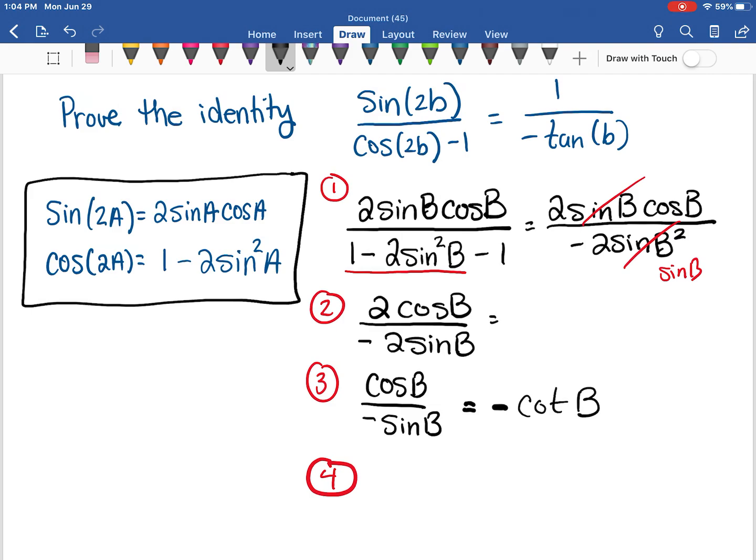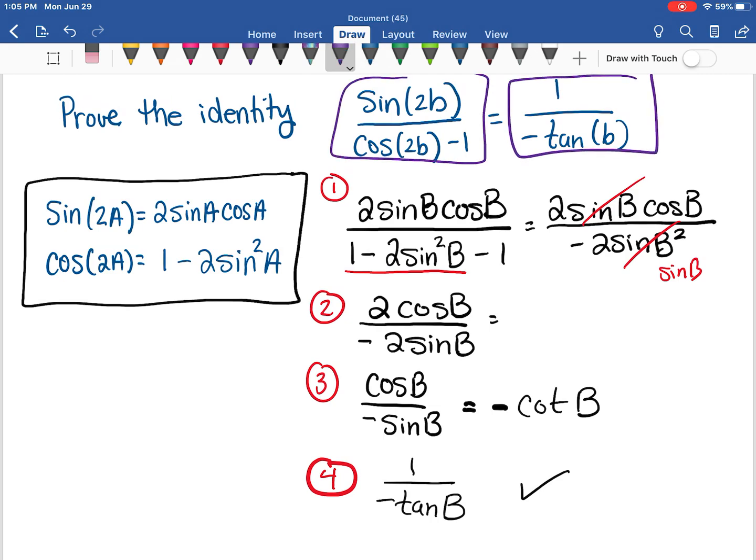But remember what we're trying to show. We're trying to show that this is equivalent to 1 over negative tangent b. And remember that cotangent and tangent are reciprocal, so then I can rewrite negative cotangent b as 1 over negative tangent b. And so there we have proved our identity, that this side here is equivalent to this side.